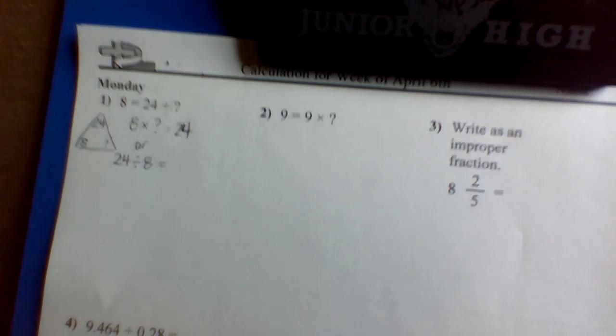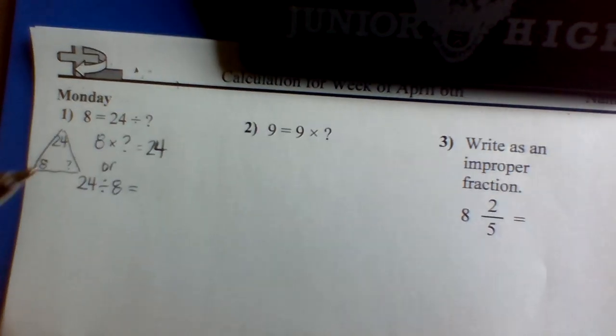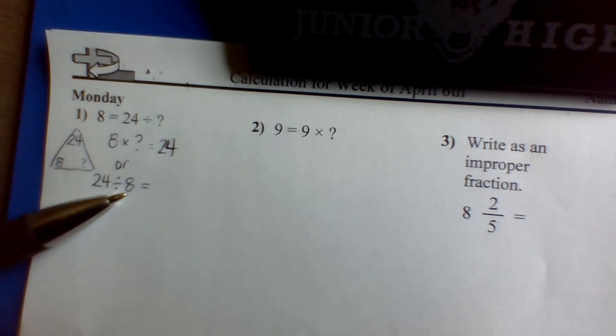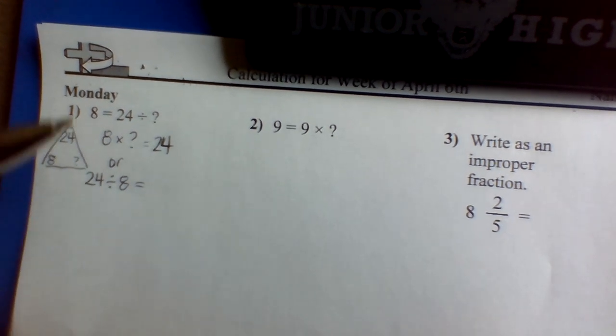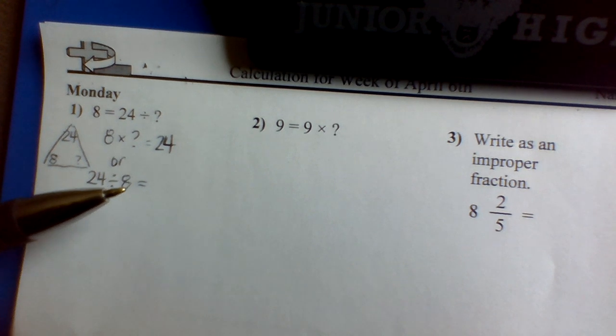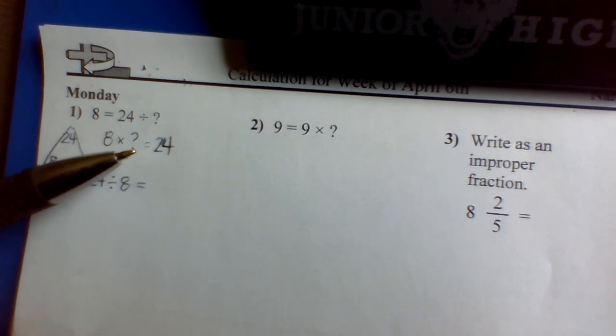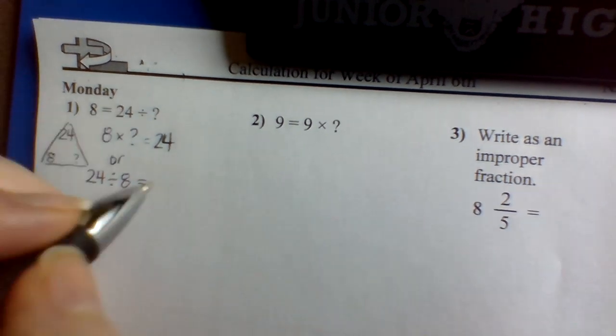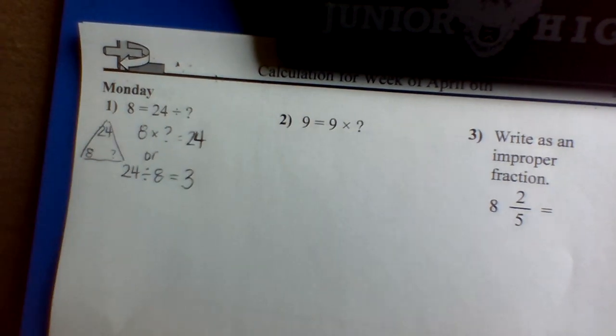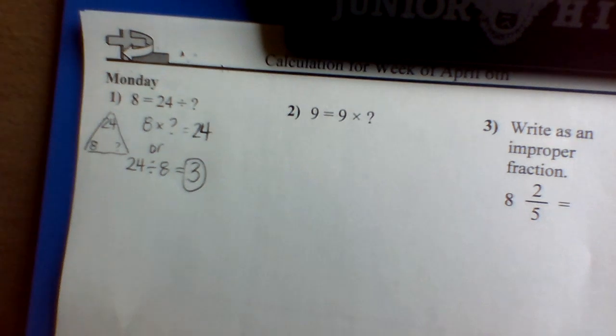So if I'm using my multiplication table, I'd be looking down my 8. I remember I like to use my column. So I'd be looking for my 8 and I see when I get to 24, how many groups is it? And that's the same thing that I'm doing here. And I know that that's going to be 3. So my final answer here should be 3.